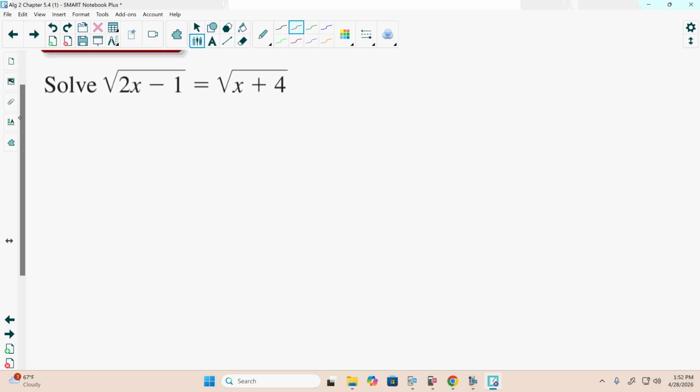Solve. Square root of 2x minus 1 is equal to square root of x plus 4. Is there one radical? We got 2, so we need to even them out. All that means is we want to try to get an even number on both sides. Since I have 2, evening them out means I really want 1 on either side.